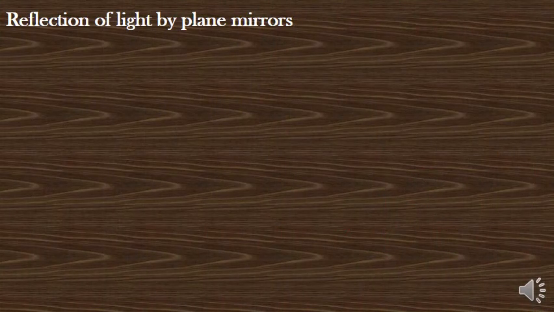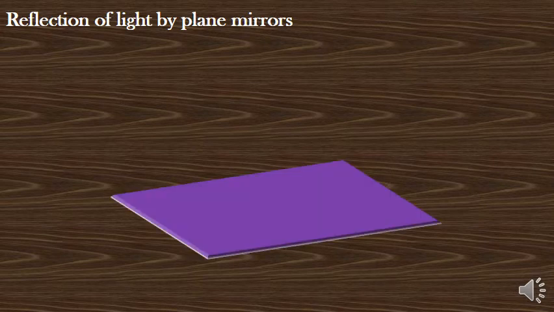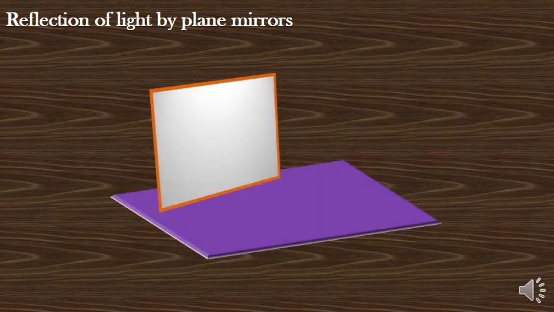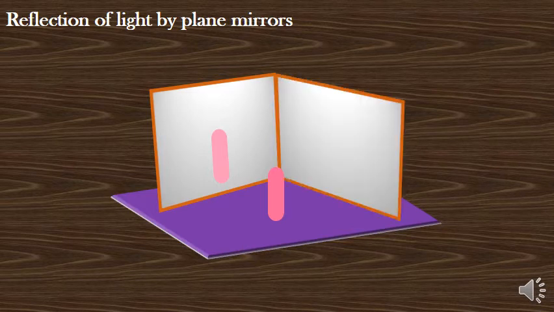Now let us try to understand reflection of light by plane mirrors. Okay, let us consider some base for that. Then we will have one mirror. You can take any object, okay, then you see such kind of image in the mirror. Now let us have another mirror which is exactly at right angle to the first one. Okay, you can hinge them by using some adhesive tape.